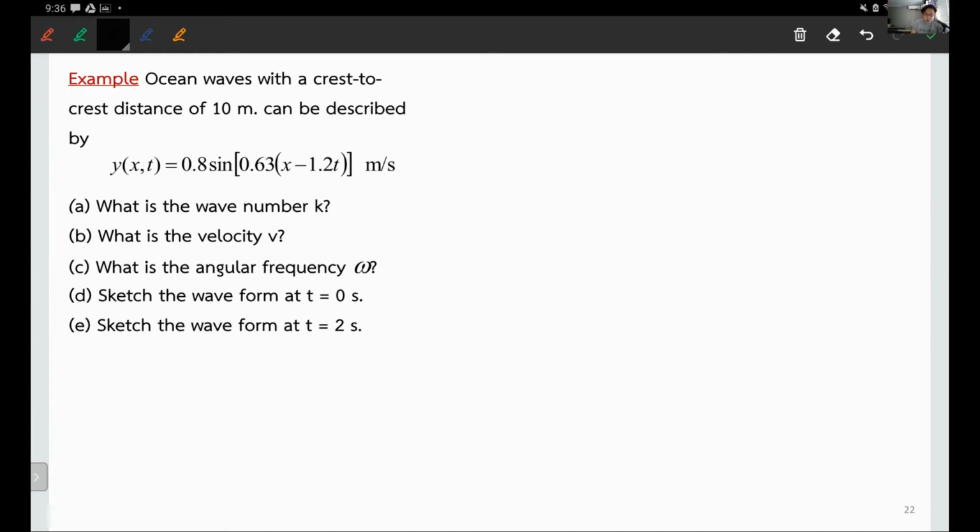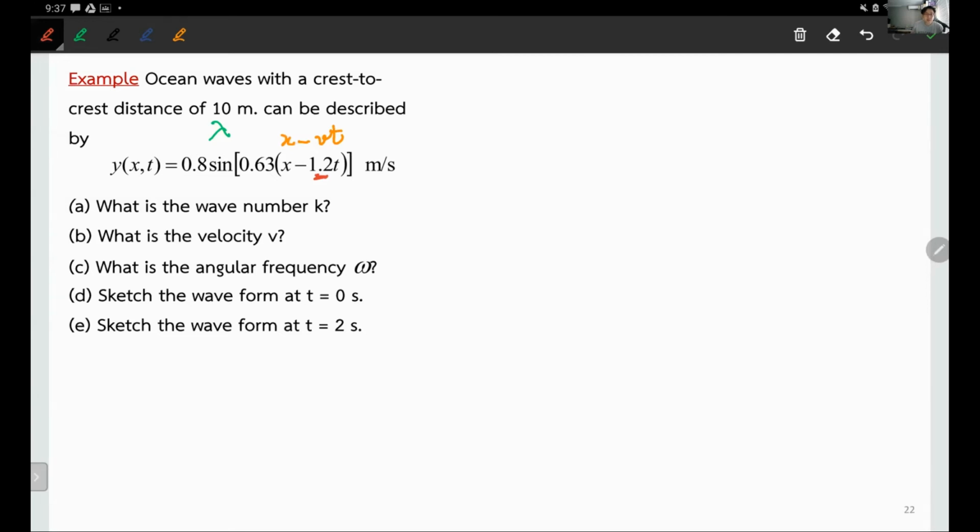Okay. Let's answer this. The ocean waves with a crest to crest. Crest is just the peak of the wave. The crest to crest distance of 10 meters. So it already gives you the lambda over here. That's good. And can be described by the following sinusoidal function. When you look at this one, that's not bad. It's in the x minus vt form. Let me write it side by side here, x minus vt. So it's even better that you know the speed of the wave right away, right here. But anyway, keep going.